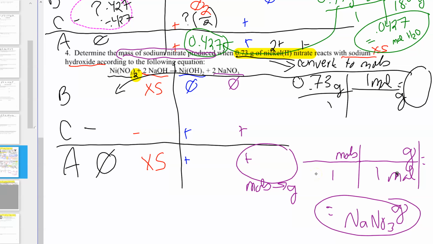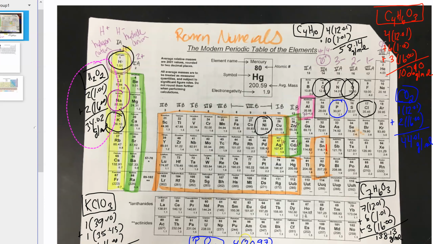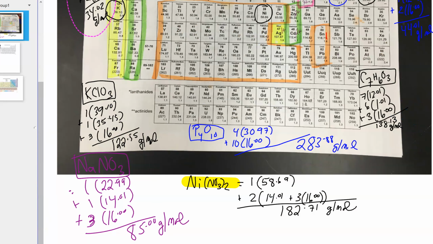So let's see, the first thing, we've got to get moles to put into our BCA table. So nickel 2 nitrate, let's go to our periodic table. Look at this great periodic table. Nickel 2 nitrate's already right here, so it's 1 times nickel's mass plus 2 nitrates. Now nitrate is nitrogen plus 3 oxygen. Make sure you distribute through. 182.71 grams per mole.